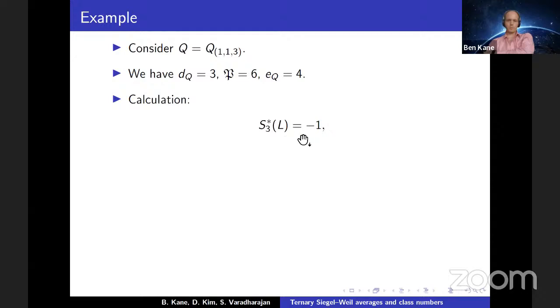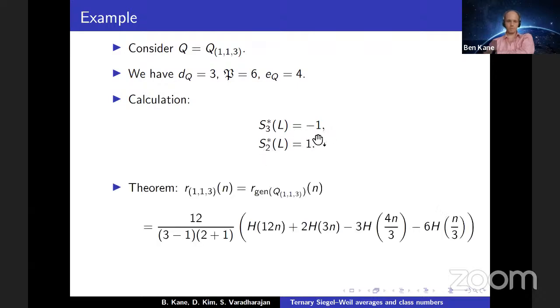If you do a calculation, you can compute all of the Hasse symbols. So the Hasse symbol at the prime 3 is -1. The Hasse symbol at the prime 2 is 1. And if we put that together, we have 12 divided by 3 minus 1 times 2 plus 1. So we take the prime plus the Hasse symbol. So 3 minus 1, 2 plus 1. So 12 divided by 6 is 2 times h of, and then we get EQ times DQ, which is 12.